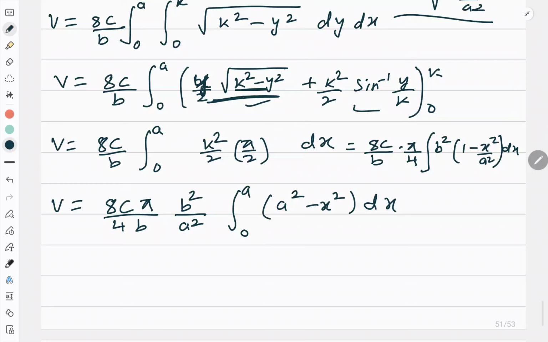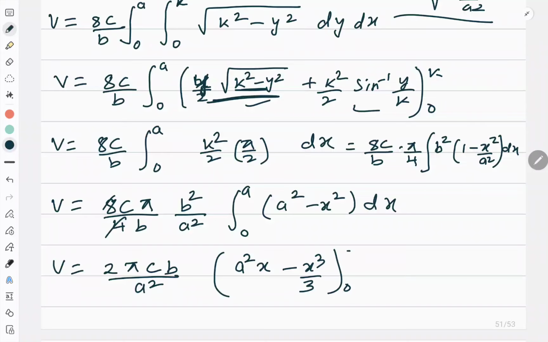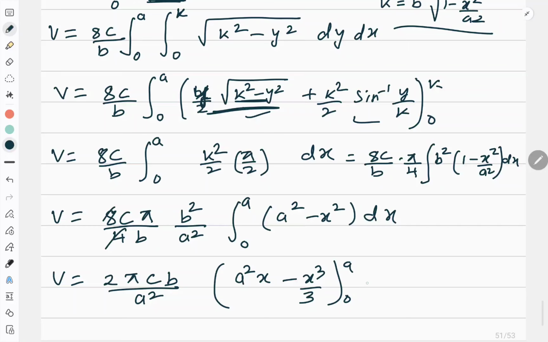Now again integrate. Here it is 2 pi c b by a square. All constants I am collecting outside. What is the integration of a square? A square x minus x cube by 3, limit 0 to a. So I should solve here only. Limit, keeping 2 pi cb upon a square. Now this will become a cube minus a cube by 3. So it will become 2a cube by 3.